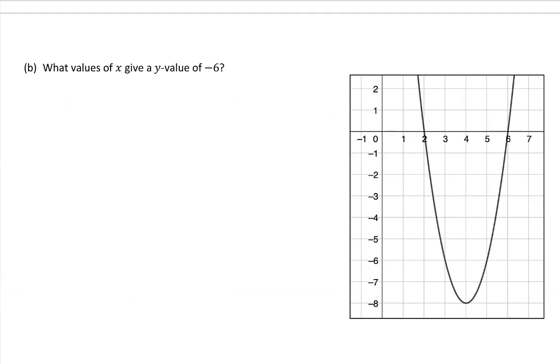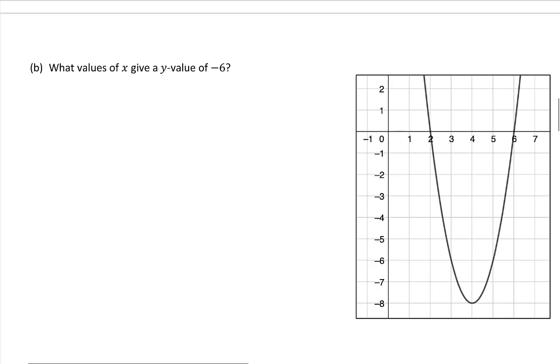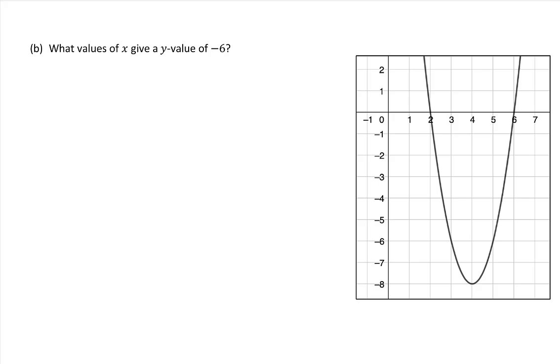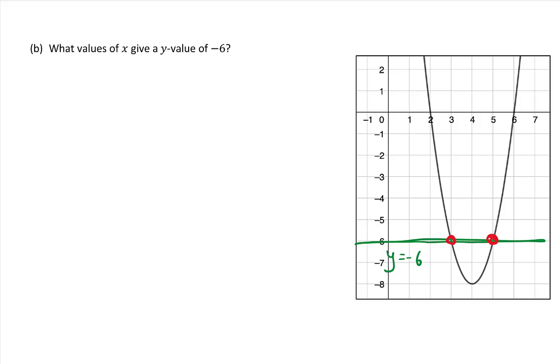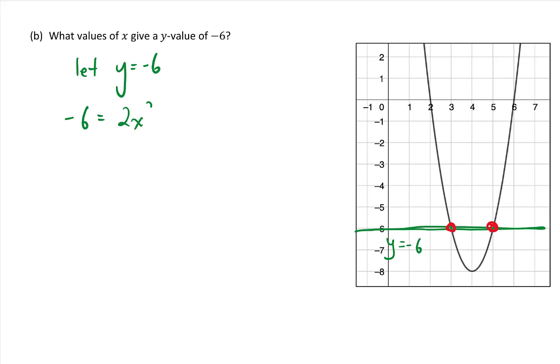So what about if we change the y value to negative 6 instead of 0? So here's y equals negative 6. And again, we see we have two x values, one at 2 and one at 5. So algebraically, we should end up with an x value of 2 and an x value of 5. So let's try this. In this case, we're going to let y equal negative 6. So we get negative 6 equals 2x squared minus 16x plus 24.